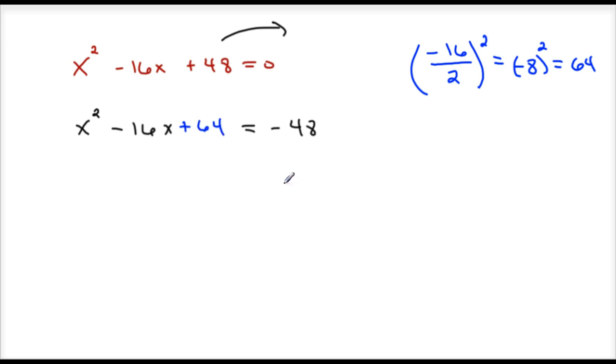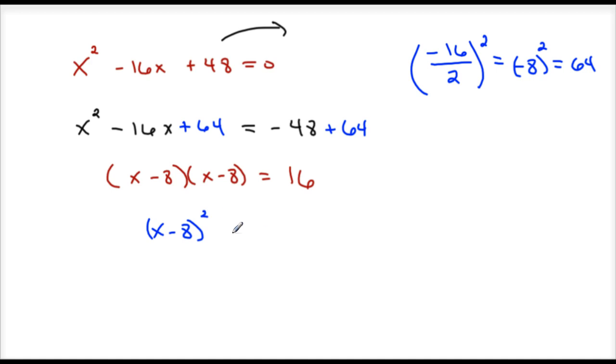I added 64 to the left. What I do to the left, I must do to the right. x squared minus 16x plus 64 should factor into x minus 8 times the quantity x minus 8 equals negative 48 plus 64. I get an answer of 16. Rewrite this: x minus 8 squared equals 16.